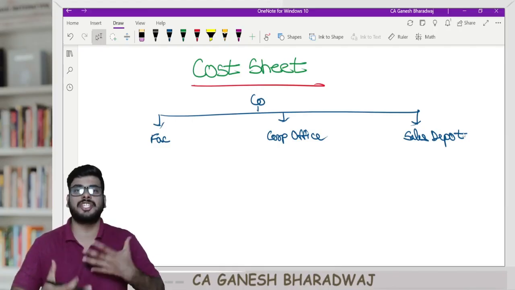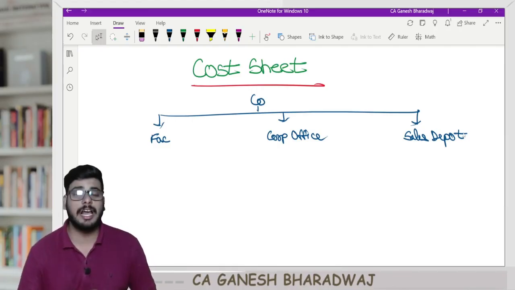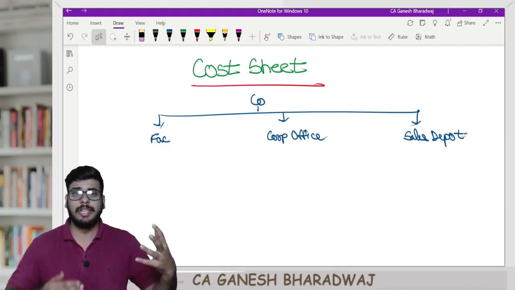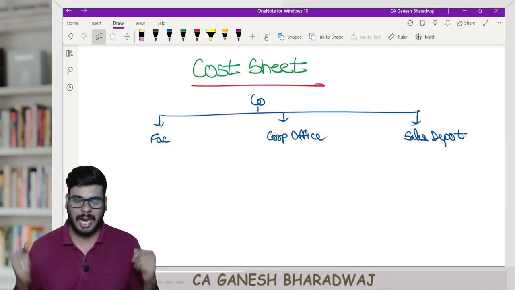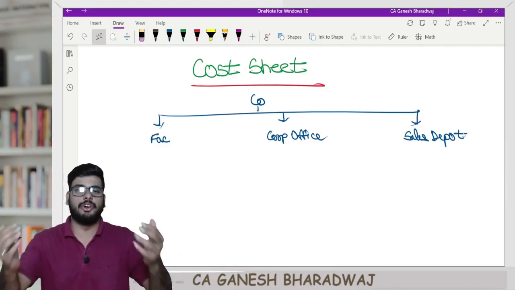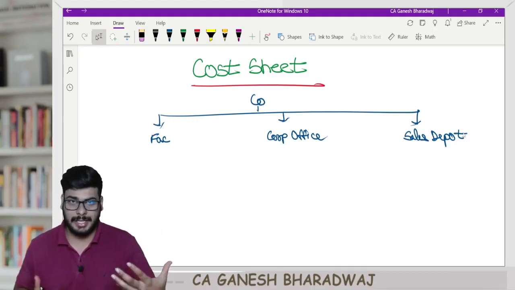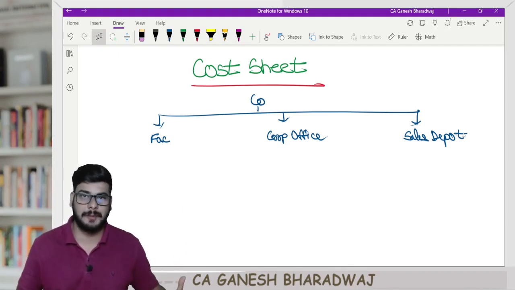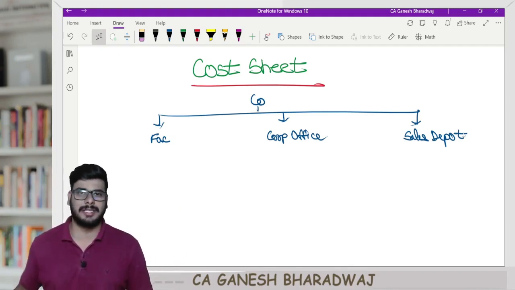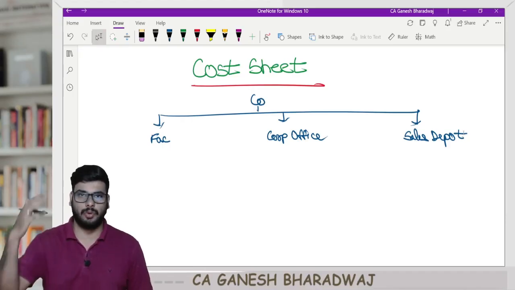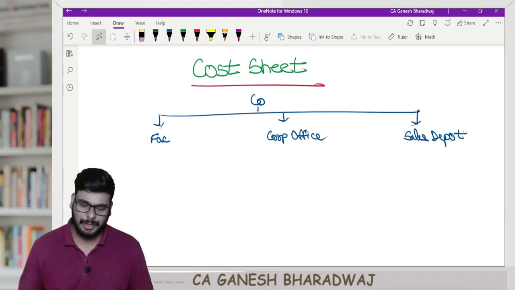The manufacturing activity happens. What happens in a corporate office? All the administration related work happens. Basically, your board of directors will meet in this area. This is the place where decision making takes place. Clear with this? And what is your sales depot? This is the place from where the goods are sold. Dispatch happens. Are you clear with this?